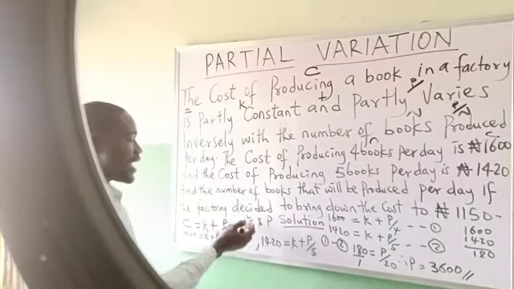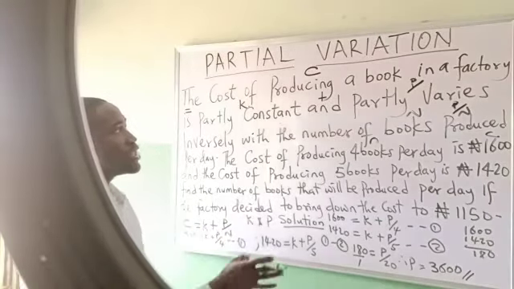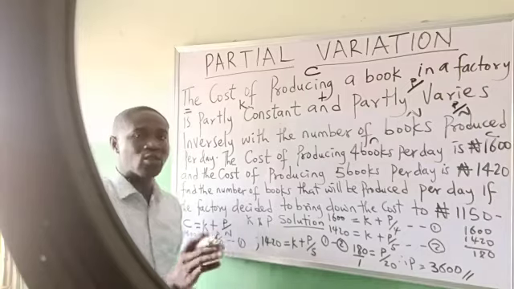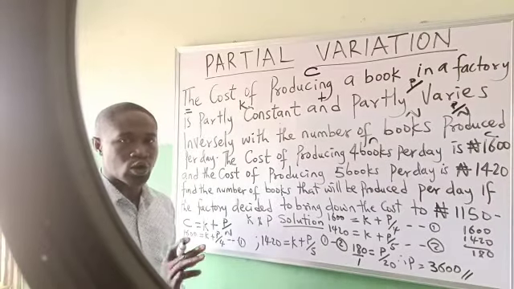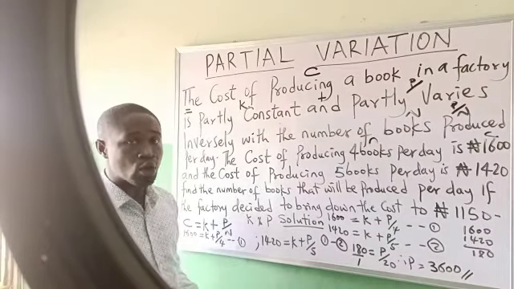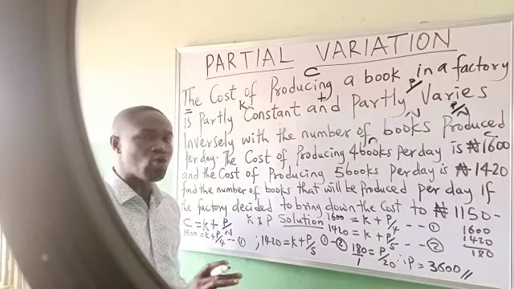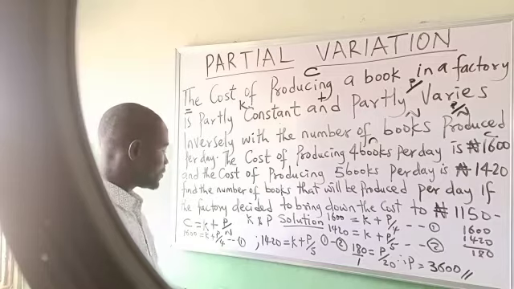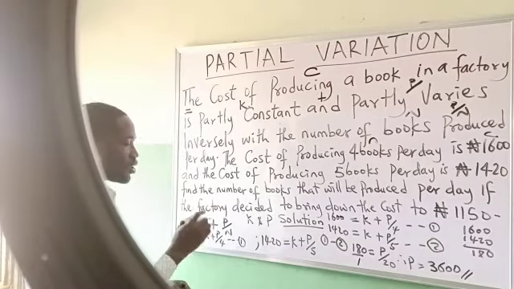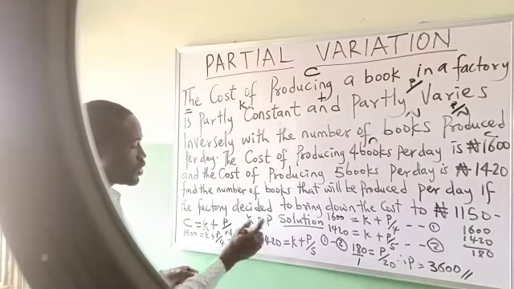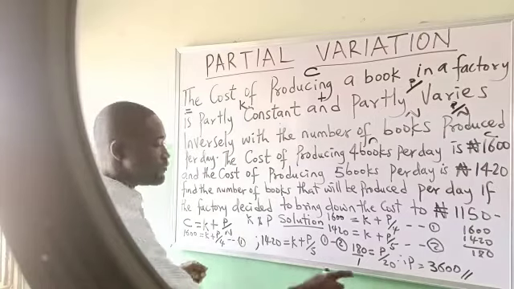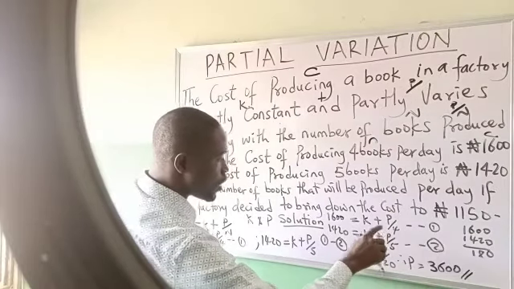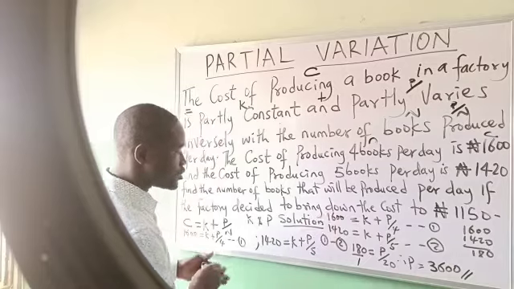Because we said that K and P are constant, that means in partial variation, we are to have two unknown constants. Two unknown what? Constants. And we have to get the value of those two unknown constants. You have your P to be 3600. Then what is your K now? You have gotten your P, you need to go get your K. Put the value of P into equation 1 or equation 2 to get your K.